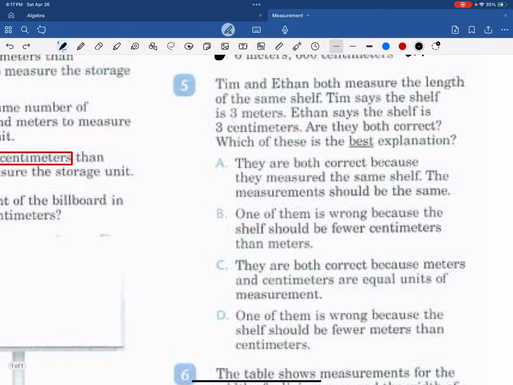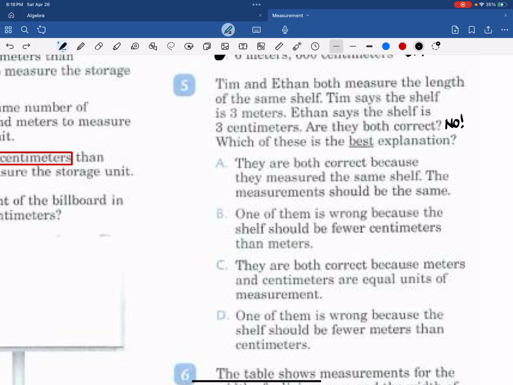Tim and Ethan both measured the length of the same shelf. Tim says the shelf is 3 meters. Ethan says the shelf is 3 centimeters. Are they both correct? No. First of all, a 3 centimeter shelf would be for an ant. I mean, it's going to be a very small shelf. So I'm suspecting that Tim is right, if anybody's right. I don't think Ethan is.